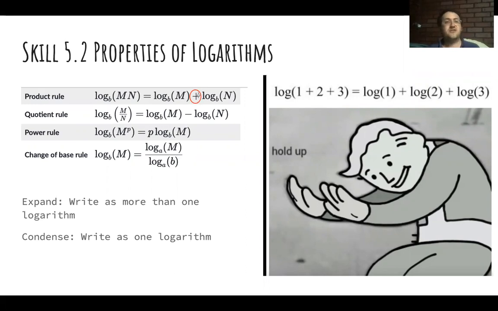A giveaway that you're dealing with the product rule is that on one side we have one logarithm, and on the other side we have two logarithms. If we see a plus sign, that's a giveaway that it's the product rule. And the minus sign is a giveaway that it's the quotient rule. And then we can also play around with the exponent and just move the exponent in front of the logarithm. So if I have an exponent, I can just move it in front.